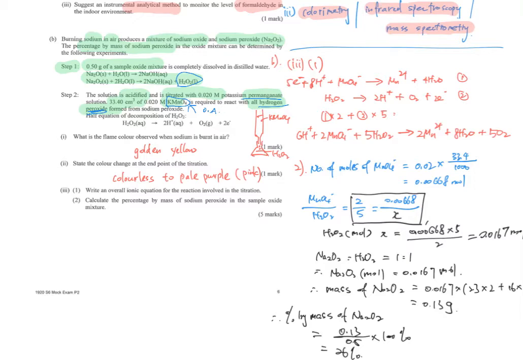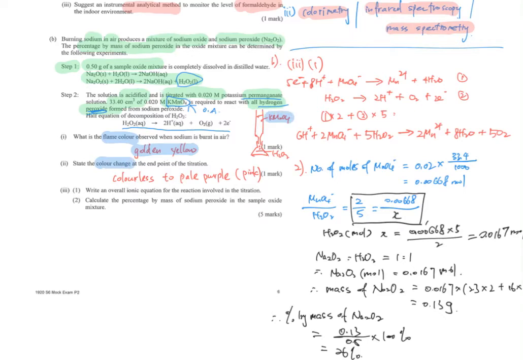So the half equation for hydrogen peroxide is also given. So I think not really difficult. So okay, let's see question by question. What's the flame color observed when sodium is burned? Golden yellow. Okay, easy. And color change, you can see this setup.